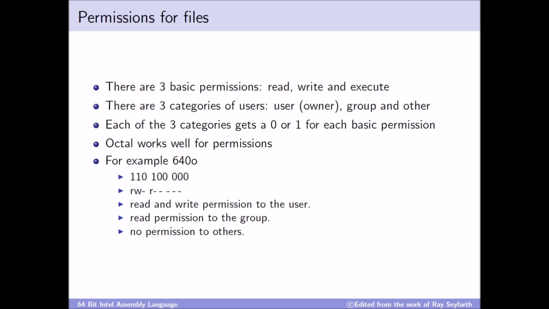In octal, this is 640. Now, the first digit corresponds to the binary values 110. The first bit is indicative of whether or not read permission is available to the owner of the file, or the current user. So in this case, we have read permission. We also have write permission, however, we do not have execute permission. Whereas the group category, you can see, only has read permission, no write permission.